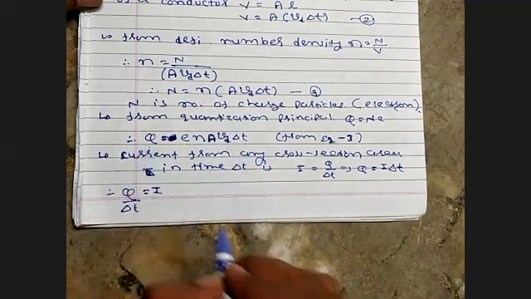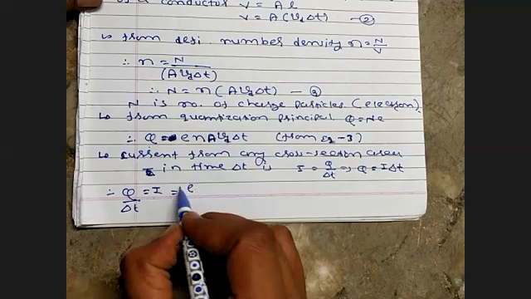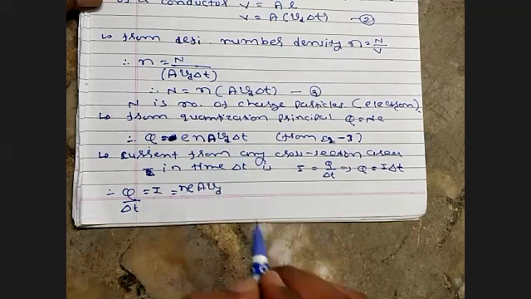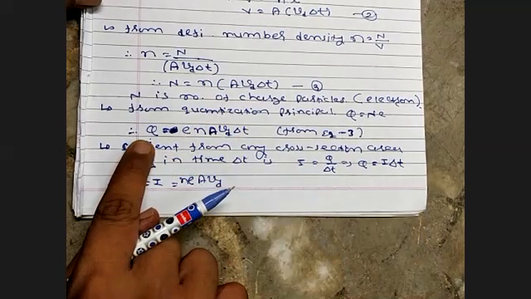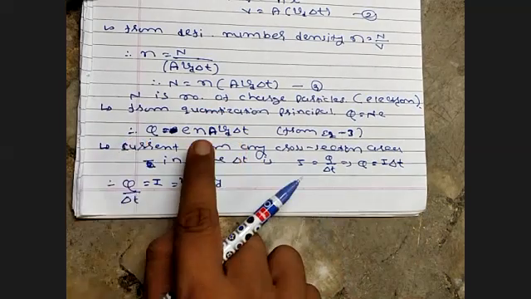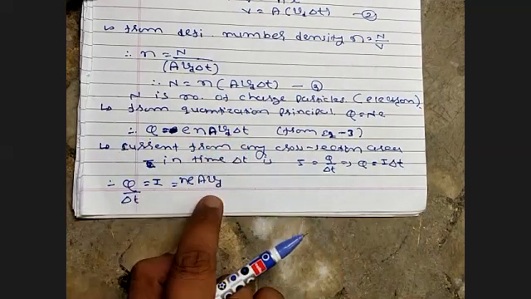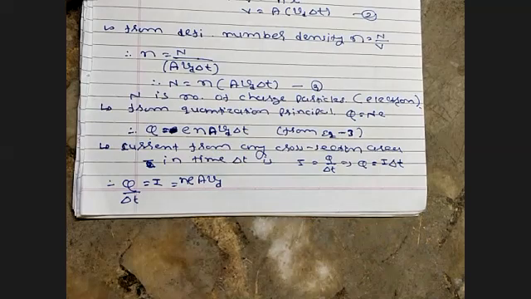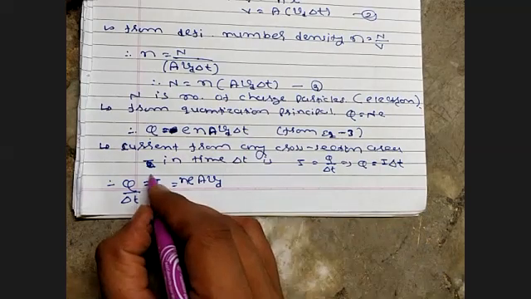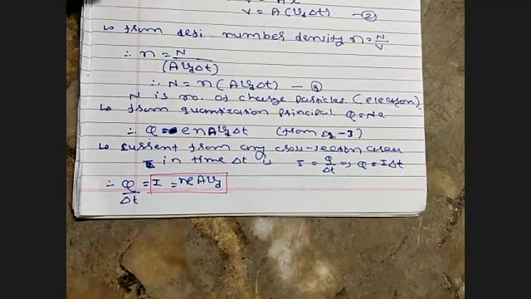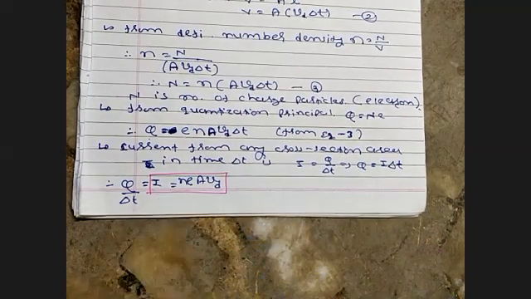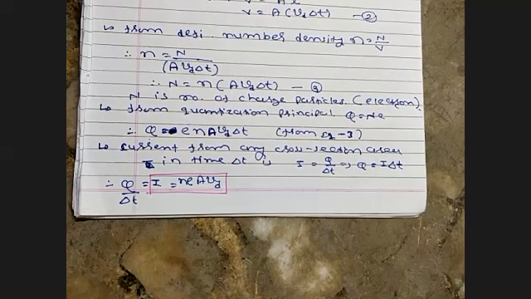You see, delta T is in the denominator, so I is equal to N E A V D. That is another very useful equation, both from the numerical point of view and from the MCQ point of view. I is equal to N E A V D.